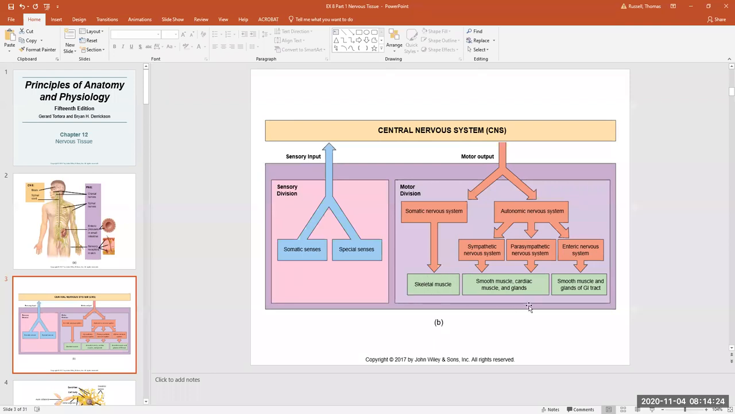If you remember in lecture class in chapter one, you learned about homeostatic feedback mechanisms or reflexes, and it involves controlled conditions.